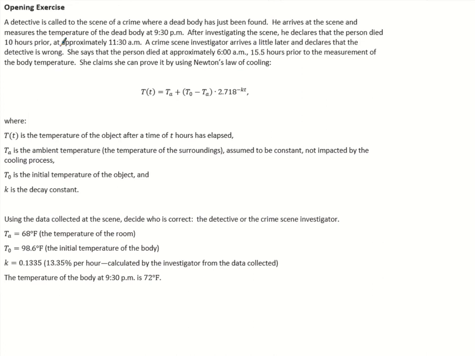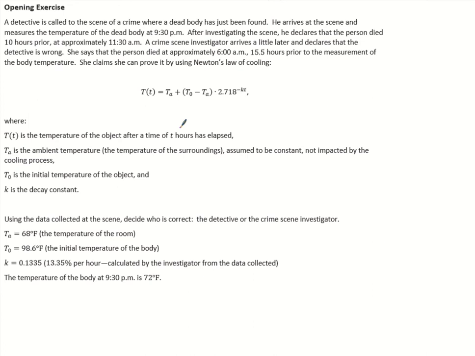a.m. The crime scene investigator arrives a little bit later, the CSI person, and declares that the detective is wrong. I don't know why you would think that. She decides to say that the person died at approximately 6 a.m., 15 and a half hours prior to the measurement of the body temperature. She claims that she can prove it using Newton's law of cooling, which we have an equation for right here.